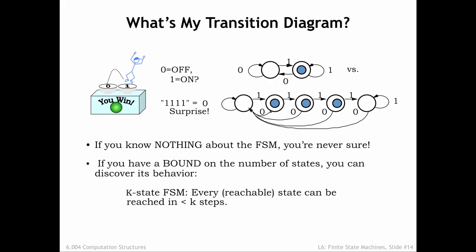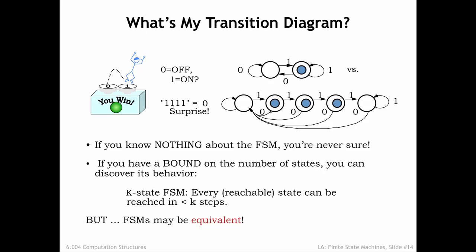But if we do have an upper bound, say k, on the number of states, and we reset the FSM to its initial state, we can discover its behavior. This is because in a k-state FSM, every reachable state can be reached in less than k transitions, starting from the initial state. So, if we try all the possible k-step input sequences one after another, starting each trial at the initial state, we'll be guaranteed to have visited every state in the machine.